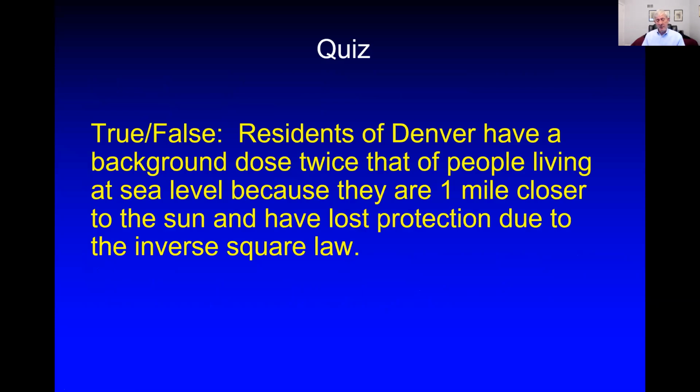People who live in Denver have double the background dose that we have here at sea level. True or false? That's because Denver is 1 mile closer to the sun and they have lost the protection due to the inverse square law. True or false? True.